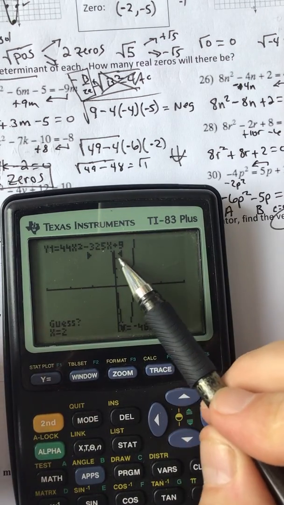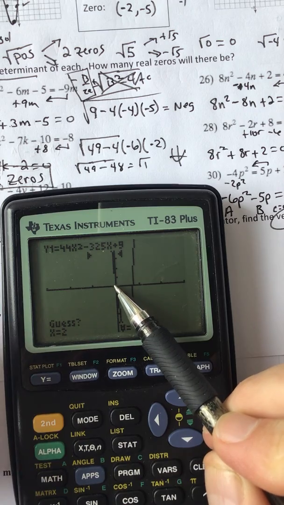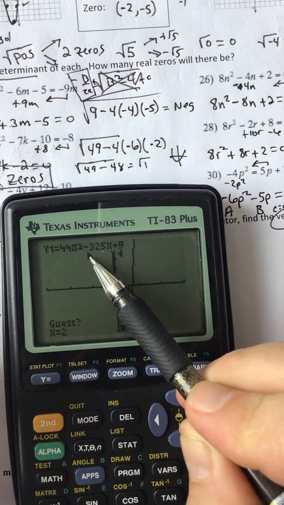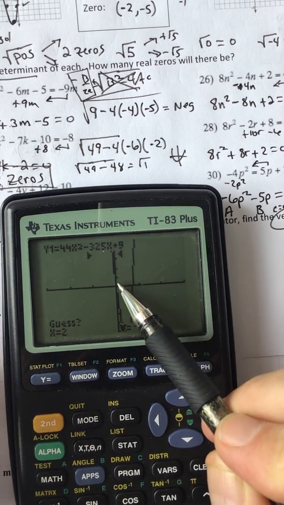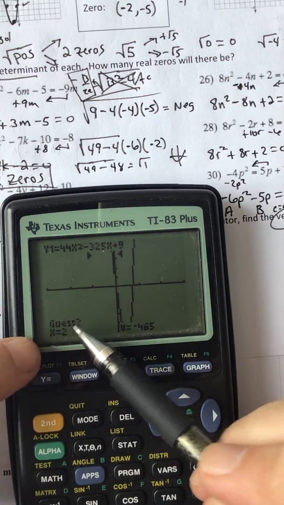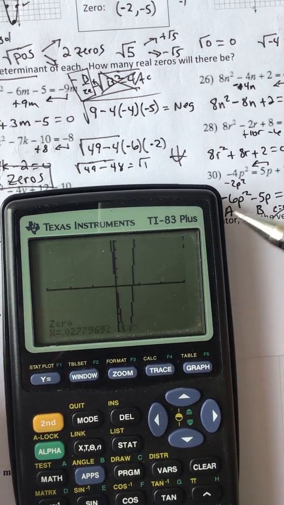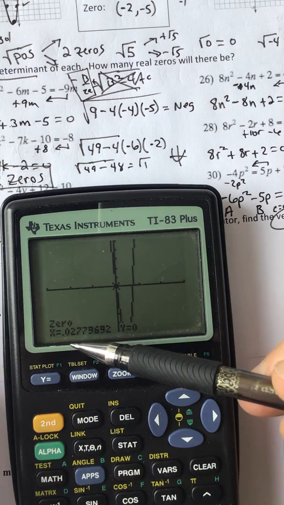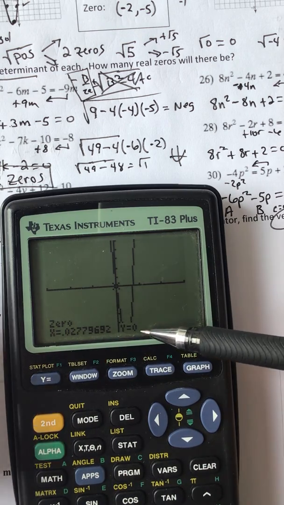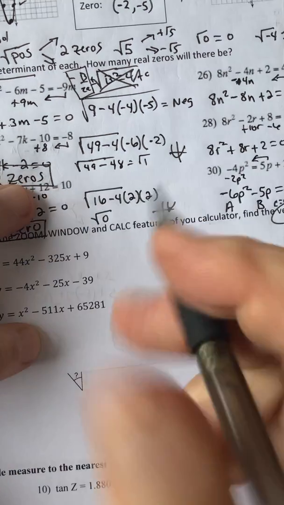And see, it's going to search between here for the thing that crosses at 0. So it should find it. As long as the picture is between these two numbers, it'll find it. So I don't have to guess. I'm just going to push enter. So there's that one. It's at 0.030. So there's one of the zeros.